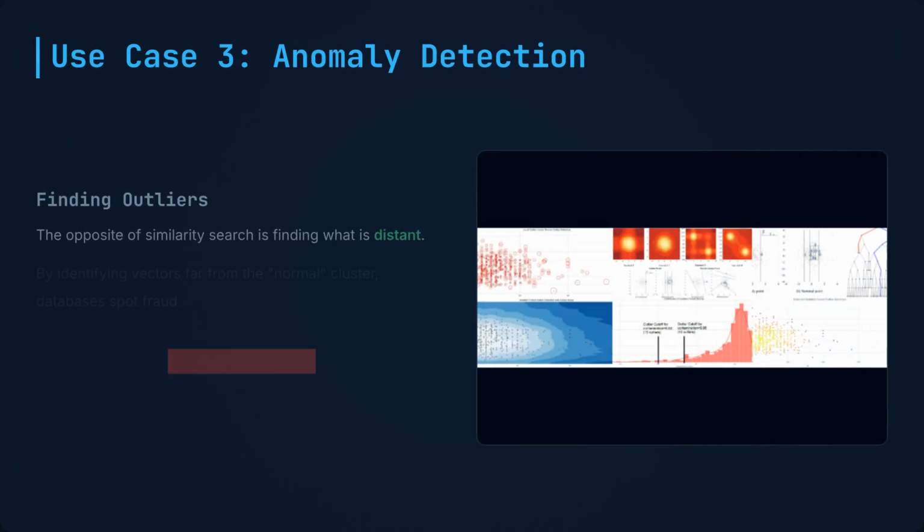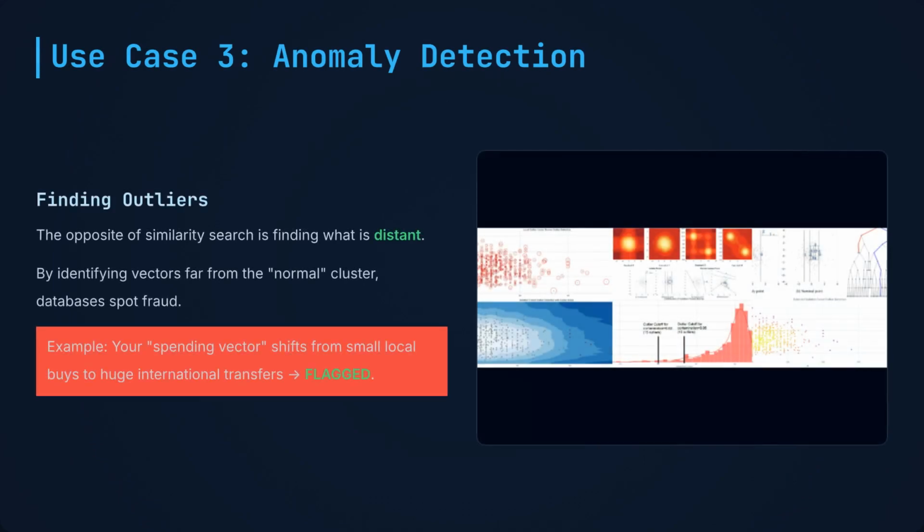The third use case is anomaly detection, which is the opposite of similarity search. By identifying vectors far from the normal cluster, vector databases can spot fraud, like sudden, unusual spending patterns.